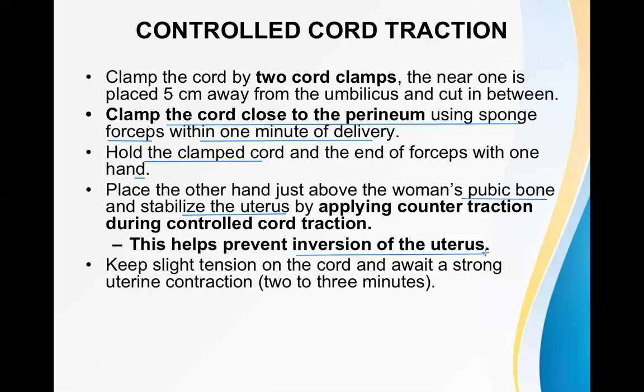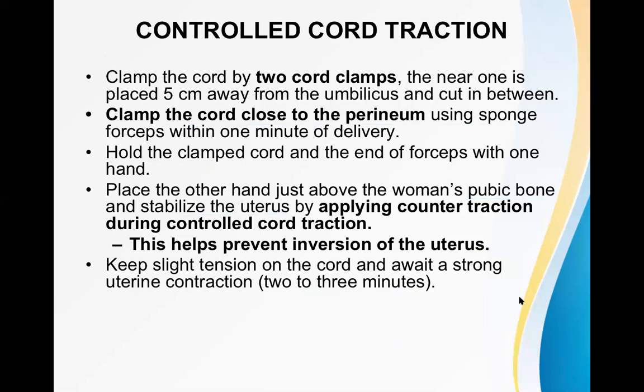That's why, to avoid this complication, I need to put one hand in the suprapubic area and apply counter traction when I'm doing controlled cord traction. This is done by the obstetrician or the midwife or the nurse who is delivering that particular baby or the placenta. Keep slight tension on the cord and wait for a strong uterine contraction that can happen after 2 to 3 minutes. This is known as controlled cord traction.